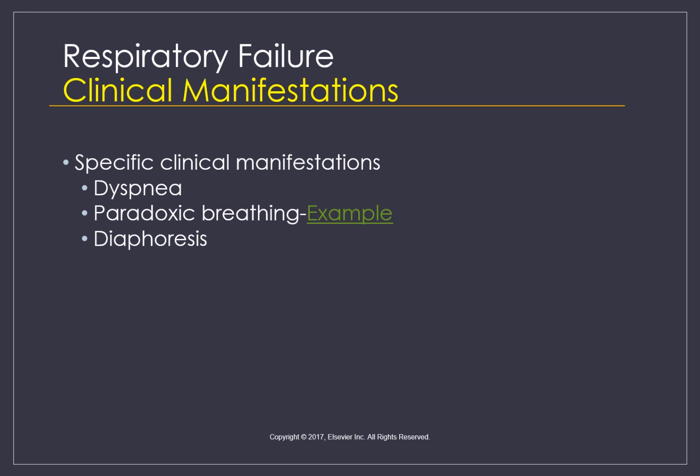Okay, so specific clinical manifestations: a patient might have some dyspnea, and dys means bad, so bad breathing, might be difficult breathing, painful breathing. They might have a cough. We want to know if they have that cough, if it's productive of anything, is it chronic or intermittent. Paradoxic breathing is another ominous finding. This results from maximal use of the accessory muscles of respiration, and this is when the abdomen and the chest move in an opposite manner.